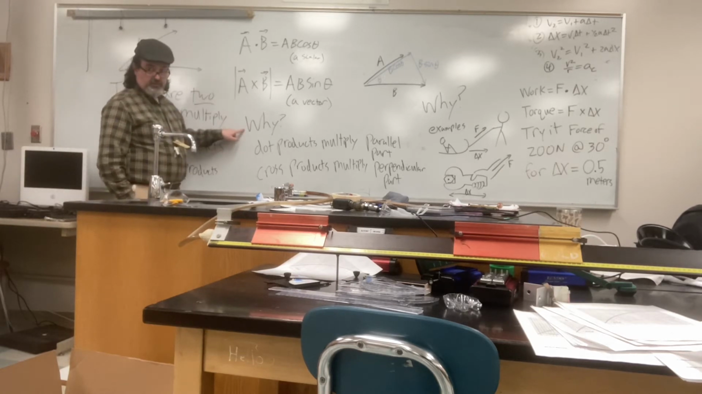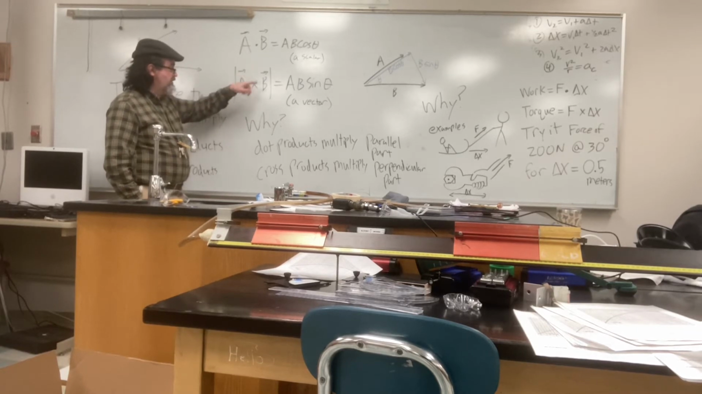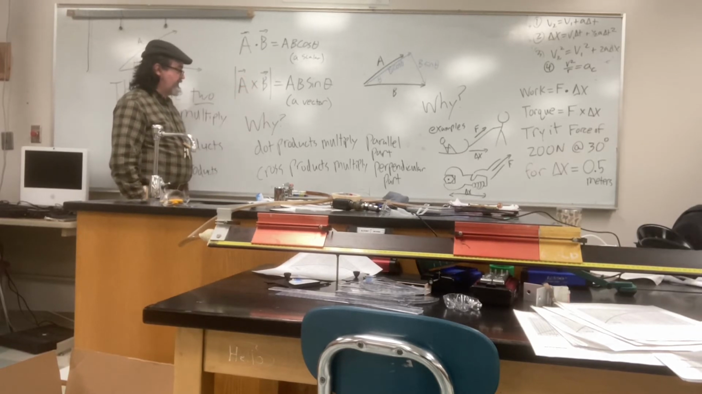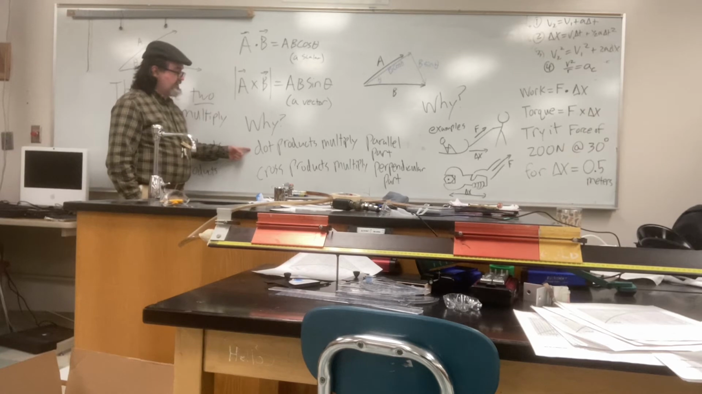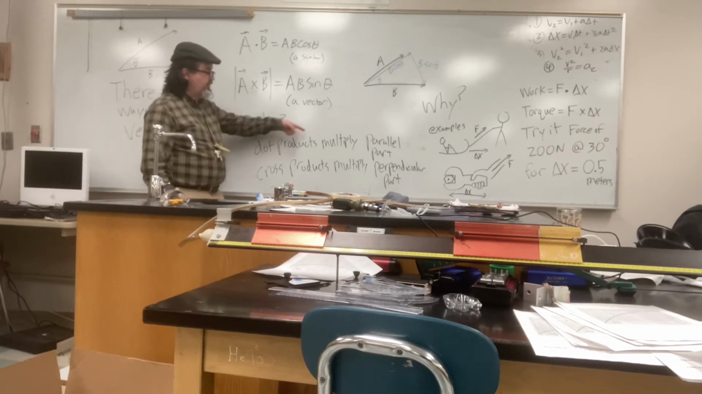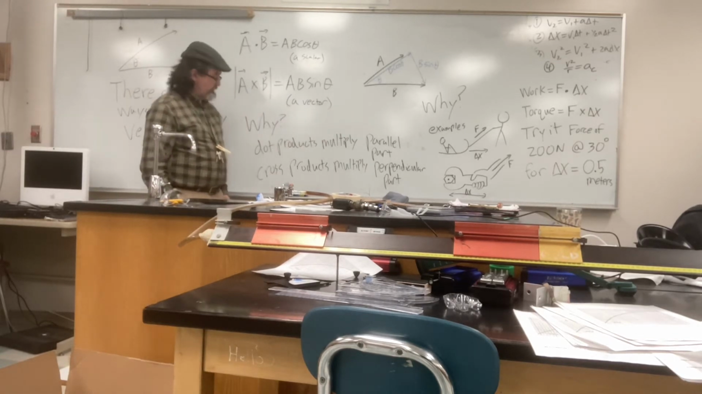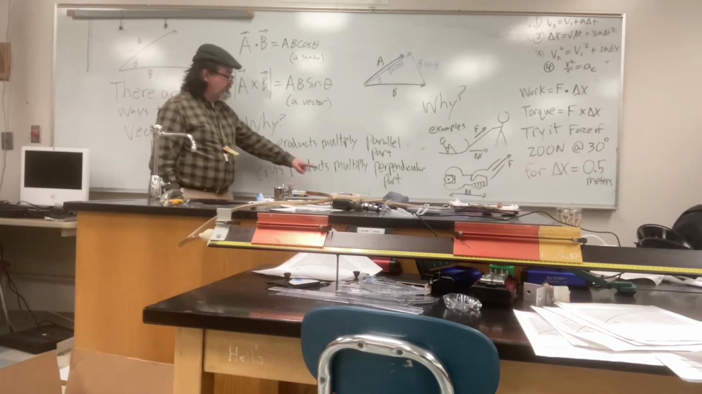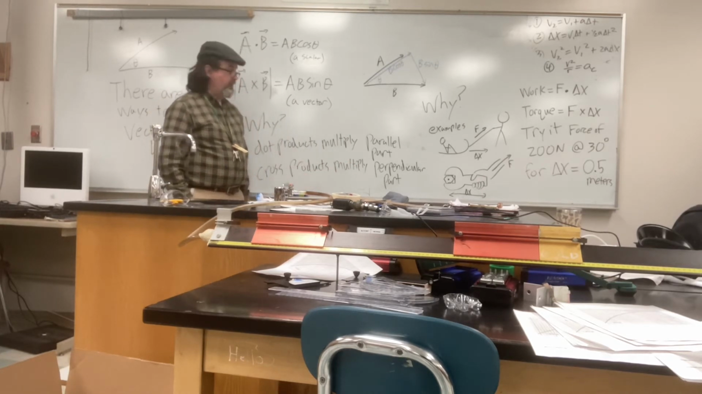Now, the obvious question is, why would you do that? Why ab cosine theta and ab sine theta particularly? Well, the idea is that dot products are going to multiply the parallel parts of the vector, and cross products are going to multiply the perpendicular parts of the vector.